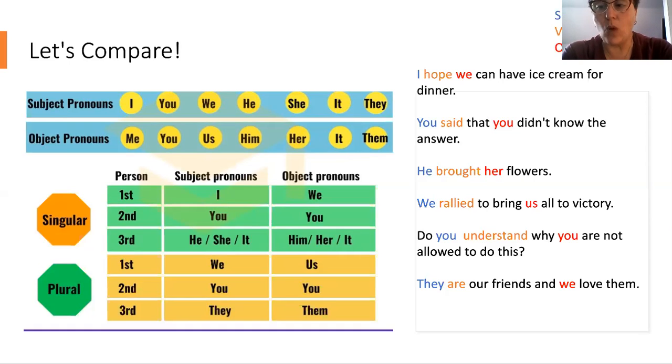Do you understand why you are not allowed to do this? So the first you would be the subject pronoun. Understand is the verb, and the second you is the object pronoun. And finally, they are our friends and we love them. So they is the subject pronoun, are is the verb, and we is the object pronoun.